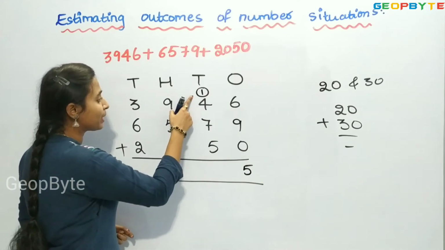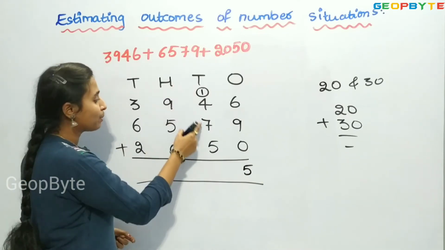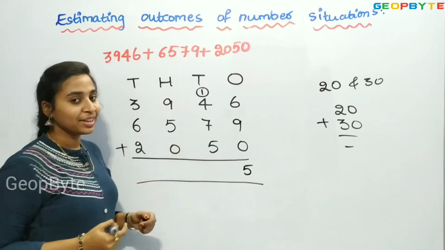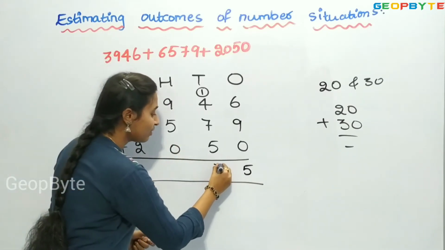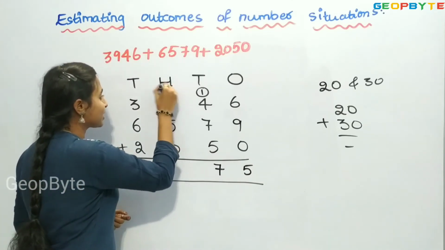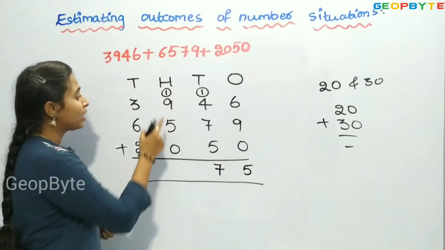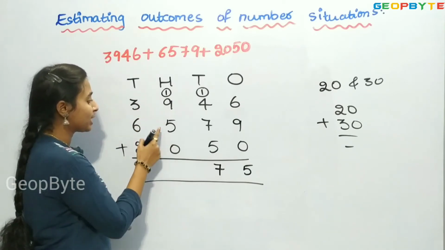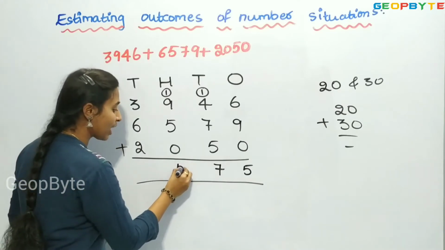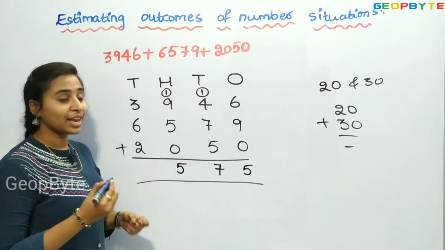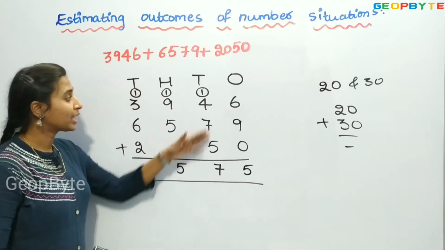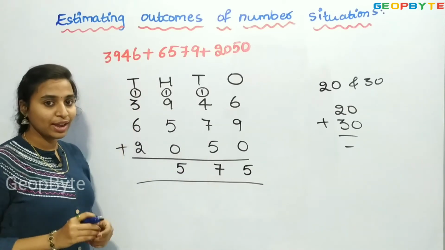Now see, 4 plus 1, 5. 5 plus 7 is nothing but 12. 12 plus 5, 17. Again, we will write 7 here and that 1 will be carried in the hundreds place. Now, 9 plus 1, 10. 10 plus 5, 15. 15 plus 0 is 15. We will write 5 in the hundreds place and carry 1 in the thousands place. Right? We are carrying to the further place values.